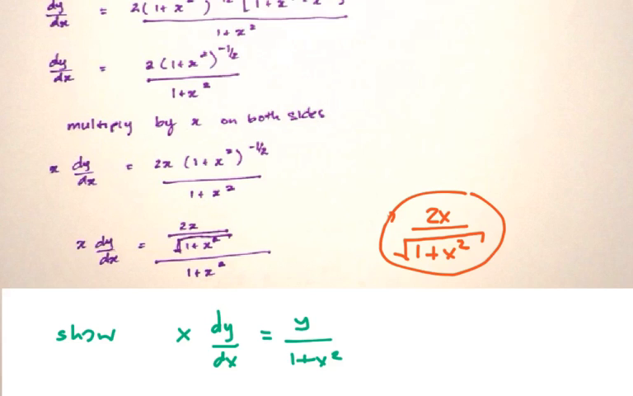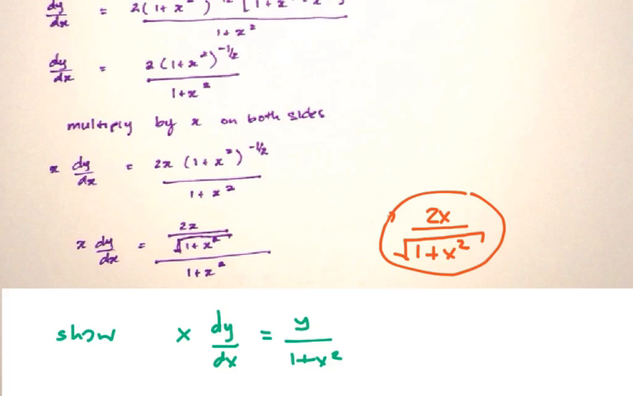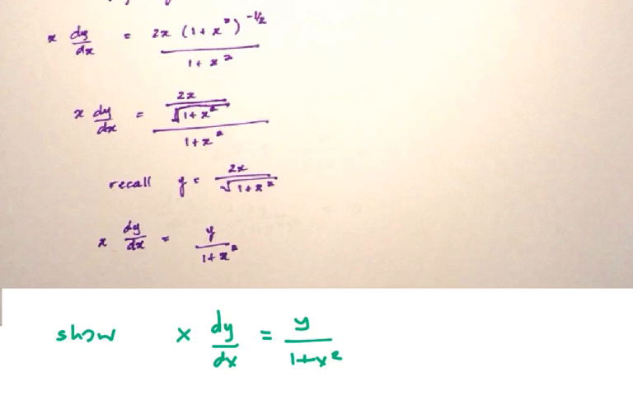Great. So now we remember from our question that y is equal to 2x divided by the square root of 1 plus x squared. Right? So y is equal to 2x divided by the square root of 1 plus x squared. Therefore, this means that our numerator is now y. So now I have x times dy dx is equal to y divided by 1 plus x squared, which is what we've been trying to prove. So we've shown that that is the case.